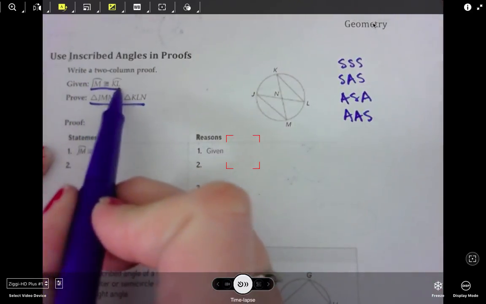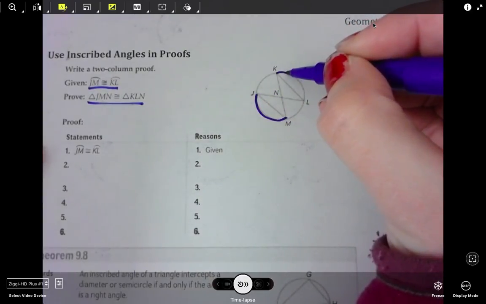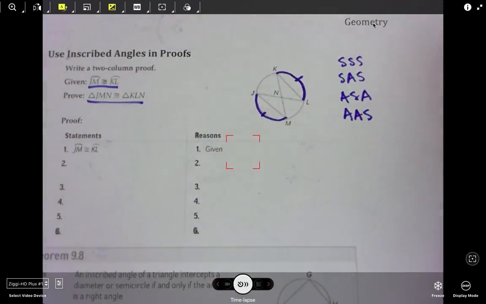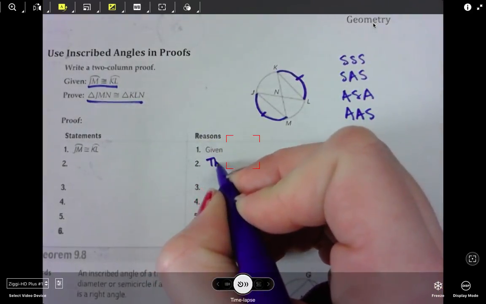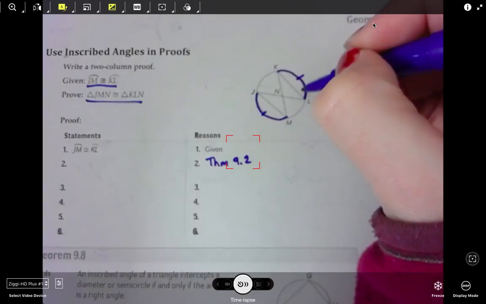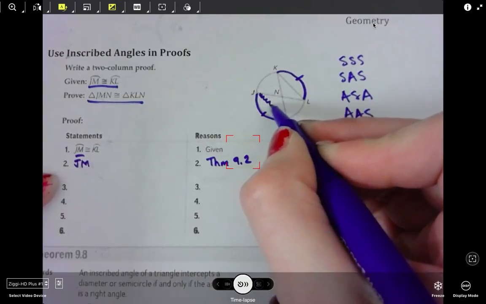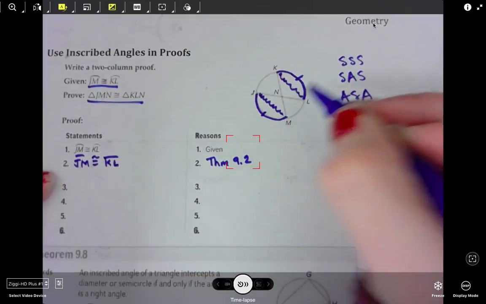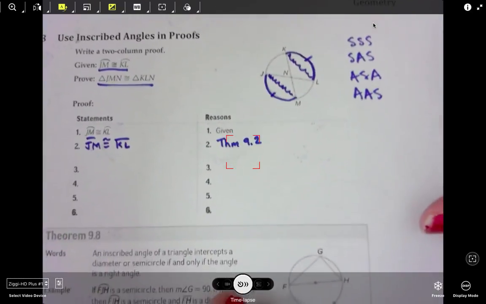So they give to us, given is that JM, this guy right here, and KL, that those two guys are exactly the same. So I'm going to put a tick mark there. Those two guys are the same measure, okay? We had a theorem, if you're looking on your theorem sheet, I believe it is theorem 9.2, that says that if those arcs are the same, then JM as a segment, this chord right here, and KL, this chord, those two would be the same. That kind of makes sense that if this arc is the same as that arc, then this line segment will be the same as that line segment. So that's theorem 9.2, right?